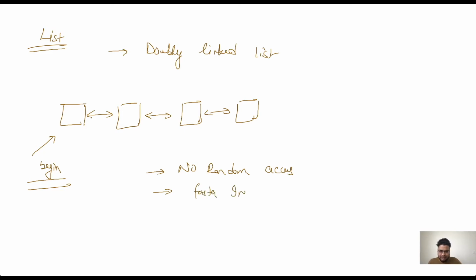The insertion and deletion would be much faster here, since if I want to insert an element I will only bring the node here, this will point to this side and this will point to this side. So the insertion would be much faster than in vector, as well as deletion. So deletion and insertion would be faster here.